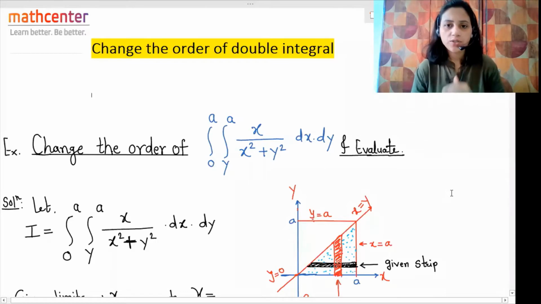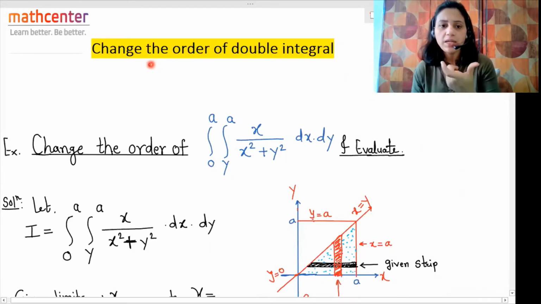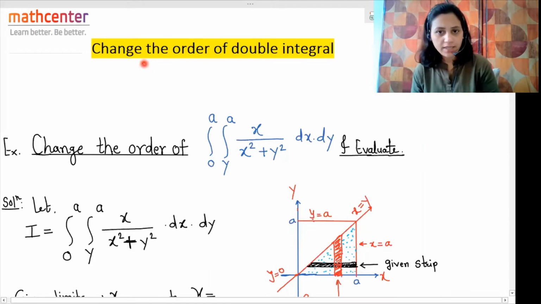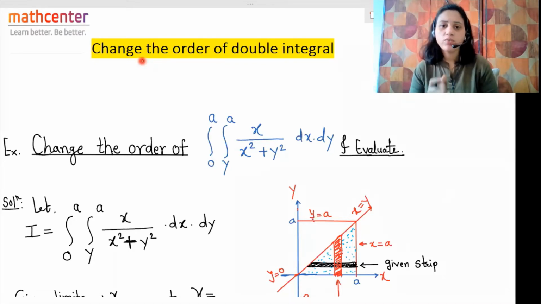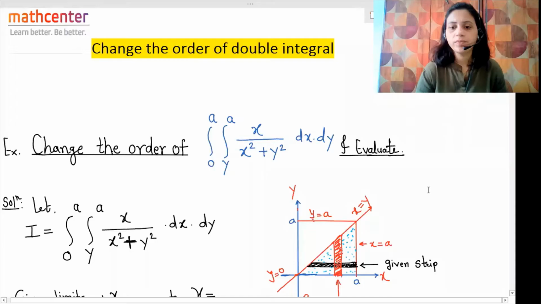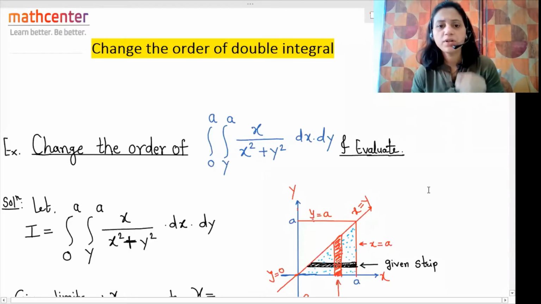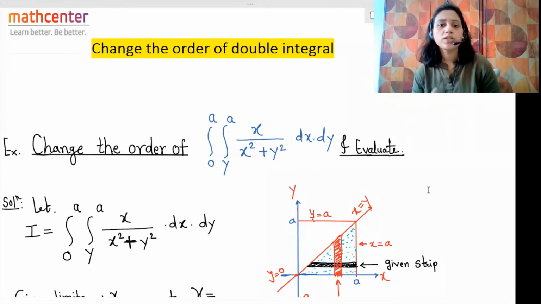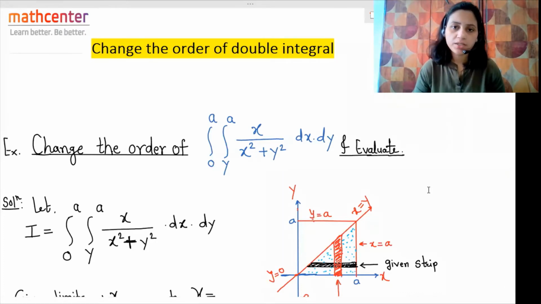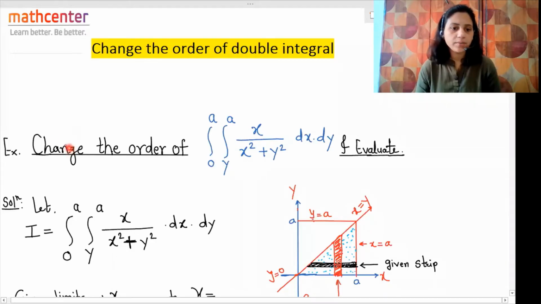Now we move towards the actual concept, that is change of the order of the double integration, right? The name itself suggests that we are going to change the order of the given example and then integrate that example. Now the basic question arises: what is the need behind it? Sometimes examples are difficult to solve in the given order. In that case, we need to change the order of the double integration and then solve that example.